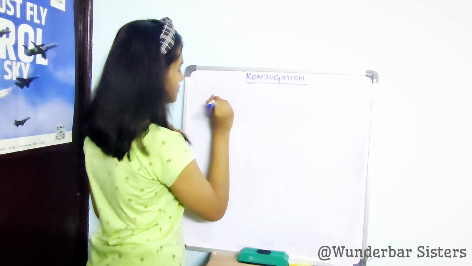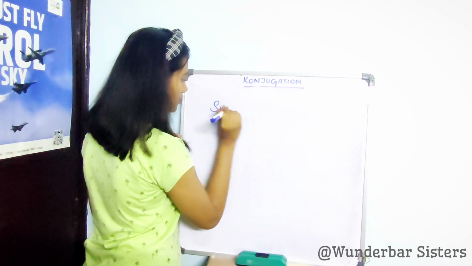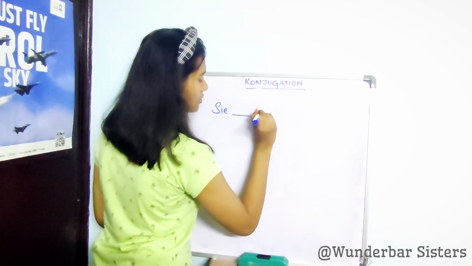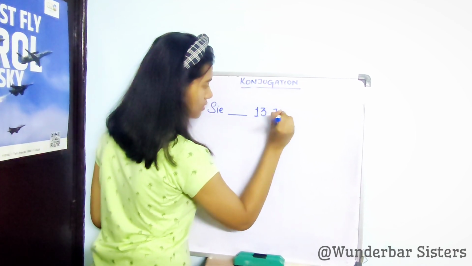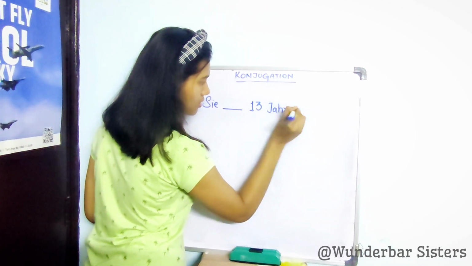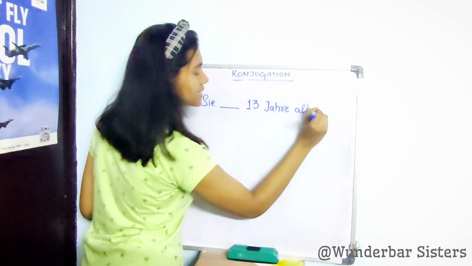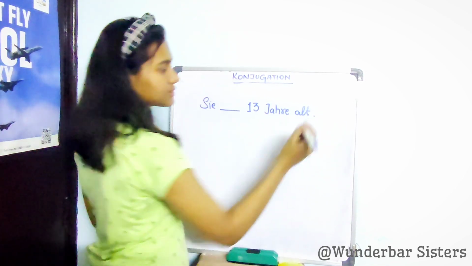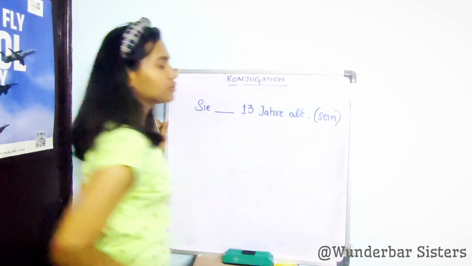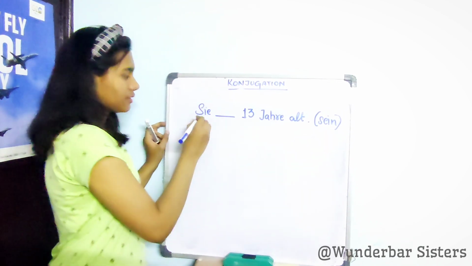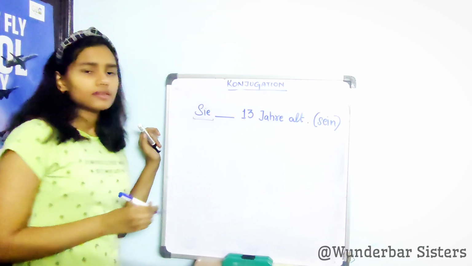For example, "Sie ist dash Jahre alt," and the verb that is given is sein. So we know the conjugation of sein. Now sie is given.